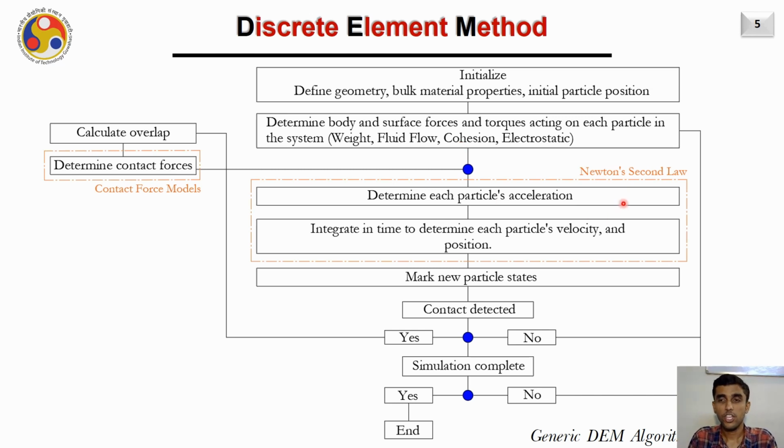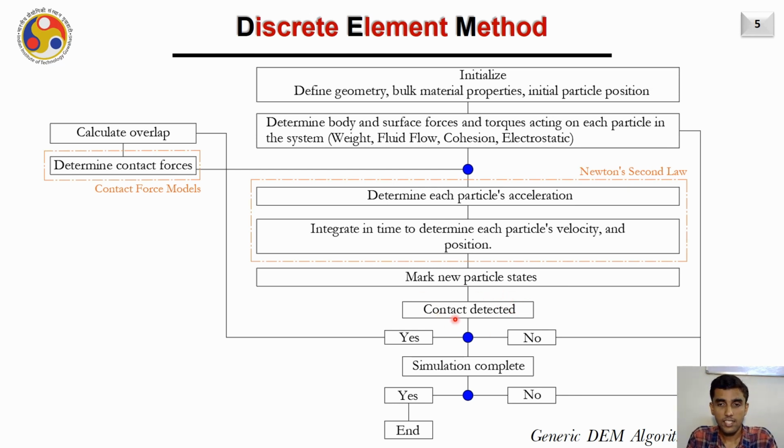Then we use Newton's second law to determine each particle's acceleration. Then we can integrate that in time to arrive at the particle's velocity and subsequently its position. Having arrived at these new particle positions, we mark these new particle states.